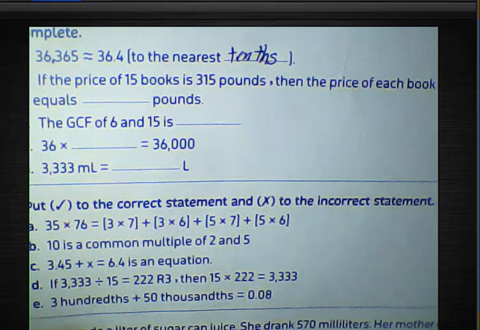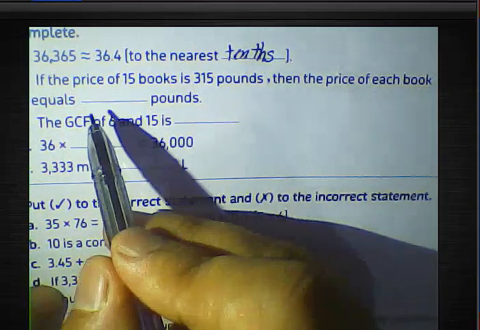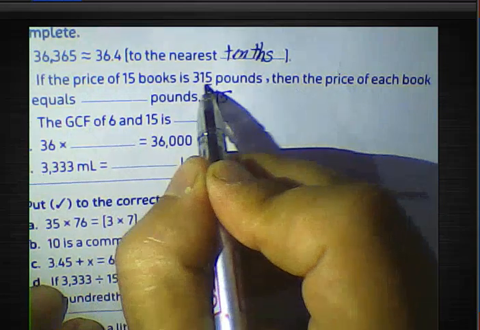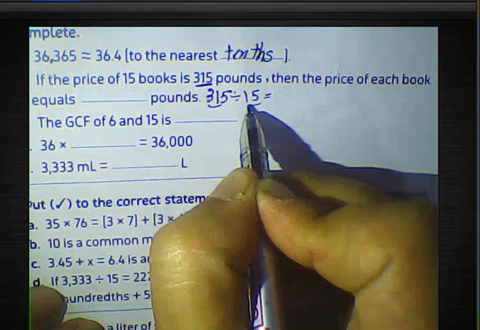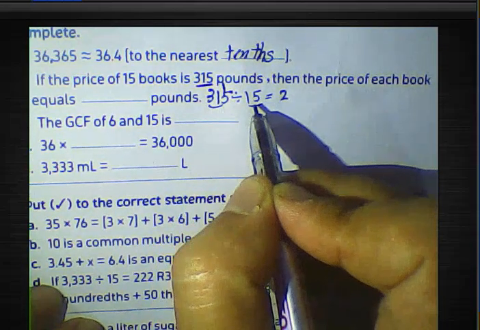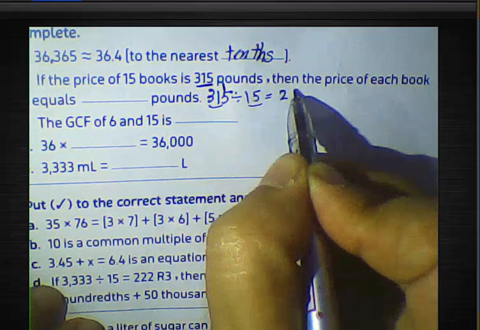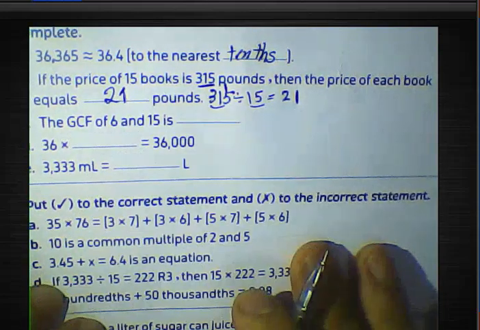If the price of 15 books is 315 pounds, then the price of each book equals, we can find the result by division of 315 by 15. We know 31 divided by 15 equals 2 and remainder 1, because 2 times 15 equals 30. Just after 30, 31 it will be 1. 15 divided by 15 equals 1. The result will be 21 pounds.